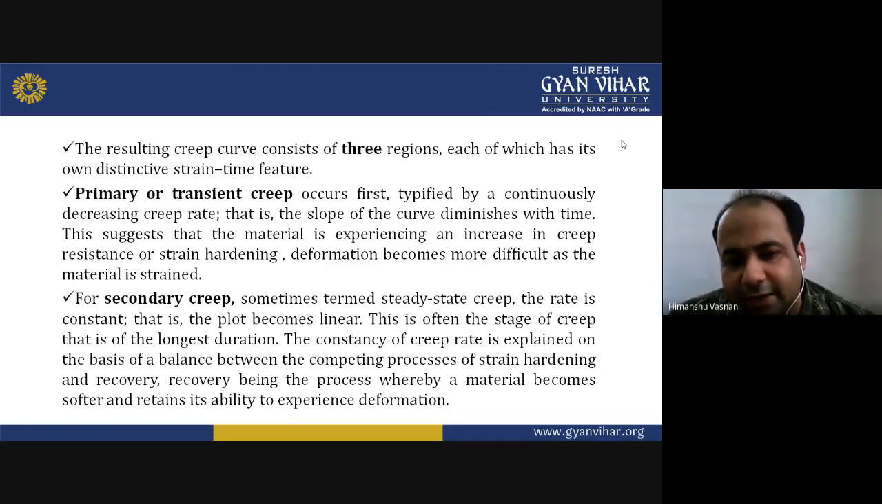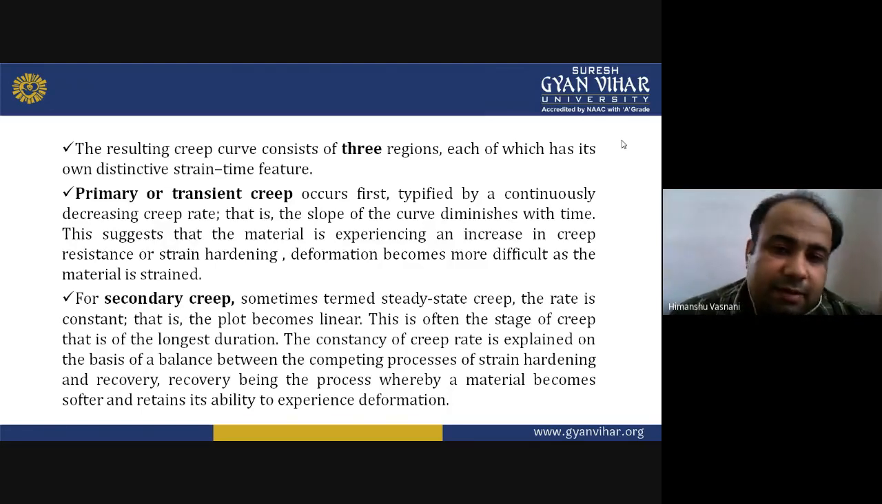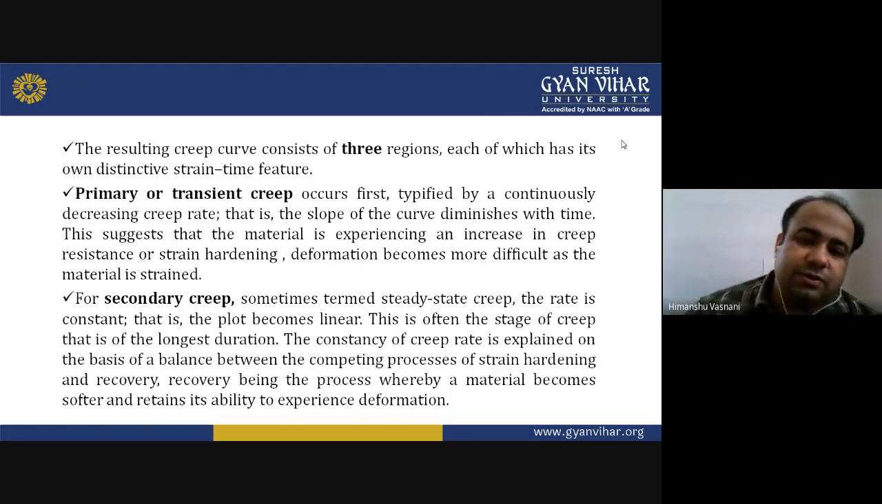Now the second and the important one, that is secondary creep. It is sometimes termed steady state creep. In this the rate is constant. That is, the plot becomes linear. This is often the stage of creep that is of longest duration.